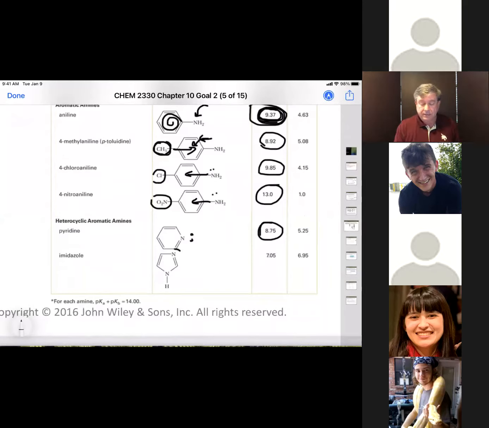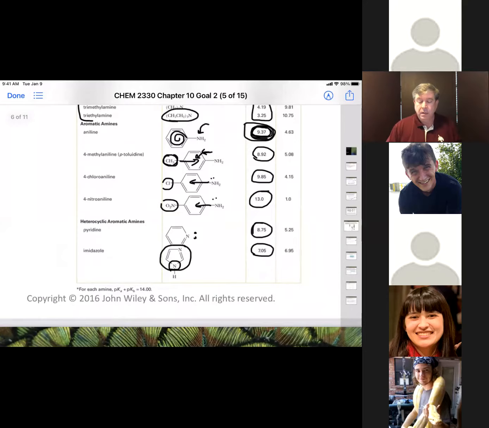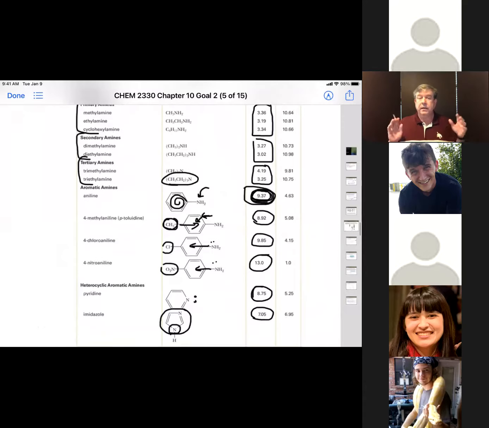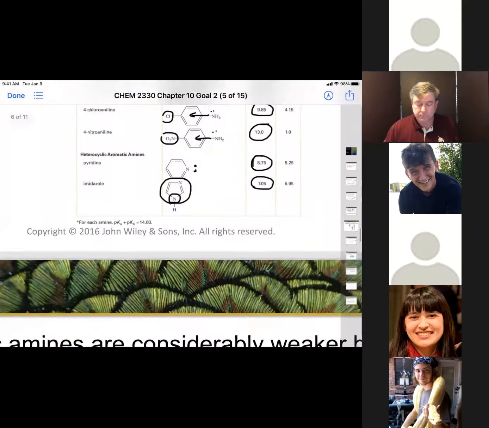In the case of imidazole, we again have a heterocycle. You think, oh, that looks like an aliphatic amine. Well, no, it's actually in the conjugated ring, and therefore it's a weaker base than the aliphatics, but it's a little bit stronger than the aromatics. Okay. All right, questions on the basicity of different materials. The aliphatics are much stronger bases than the aromatics, and the heterocyclics are kind of intermediate. Okay.